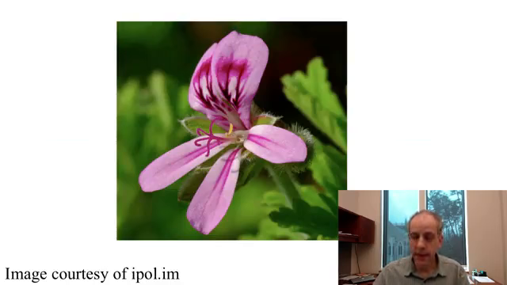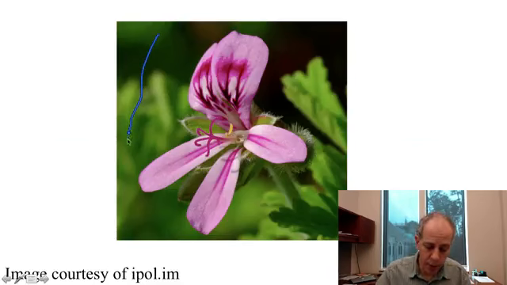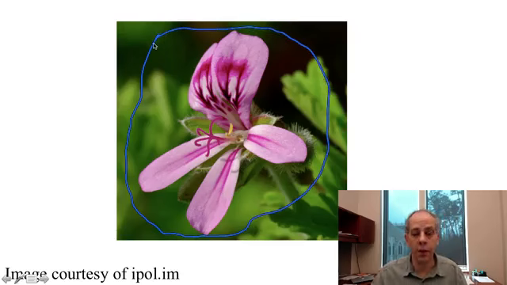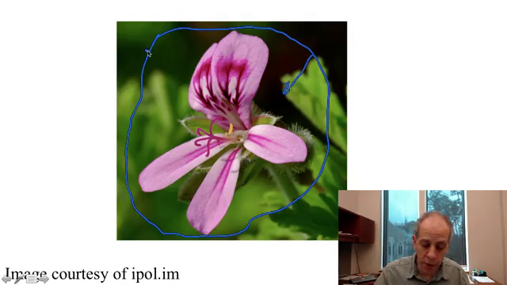The idea is that you start from one or multiple curves. For example, I'm going to draw a curve that surrounds the flower, which is my object of interest. And the basic idea behind active contours is to design velocities that will move this curve towards the flower. Hopefully, as the curve moves, it's going to end up in the border of the flower.